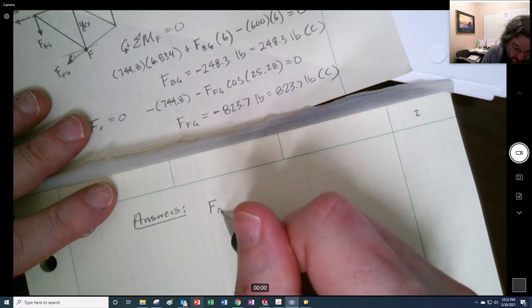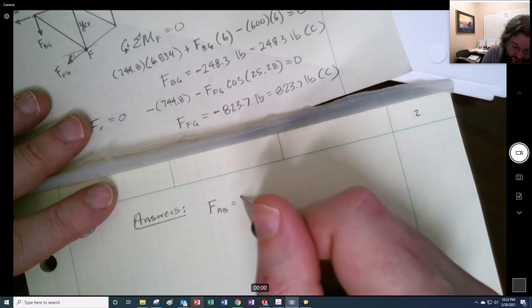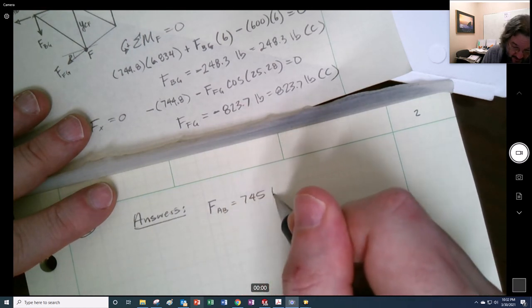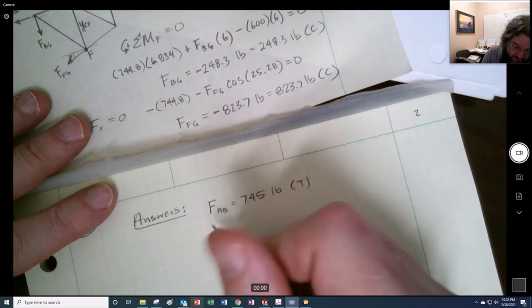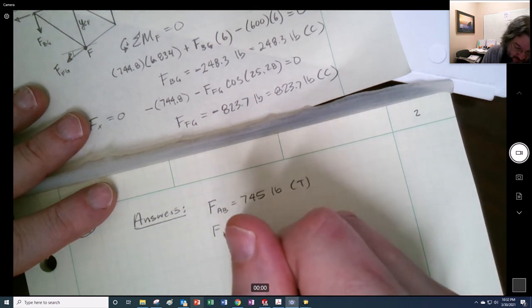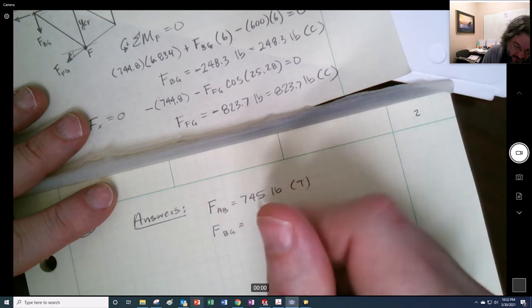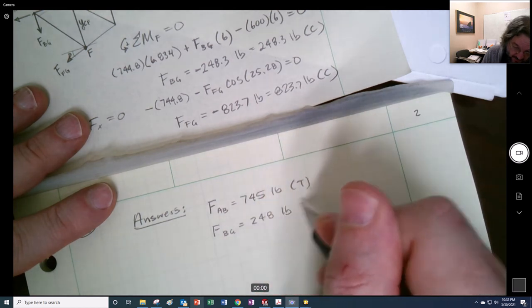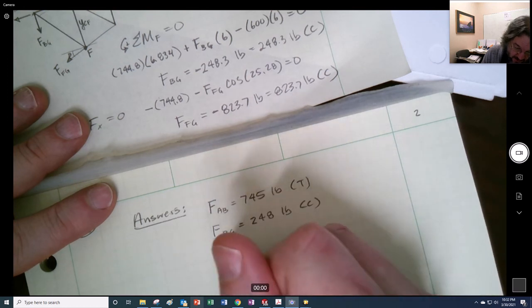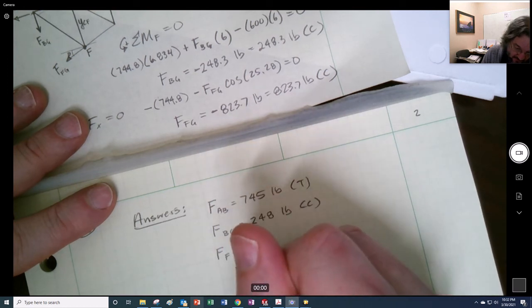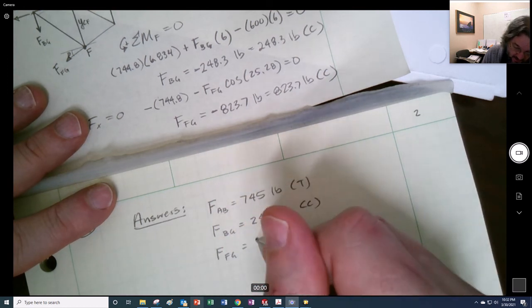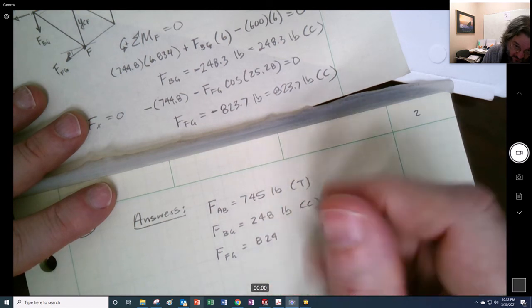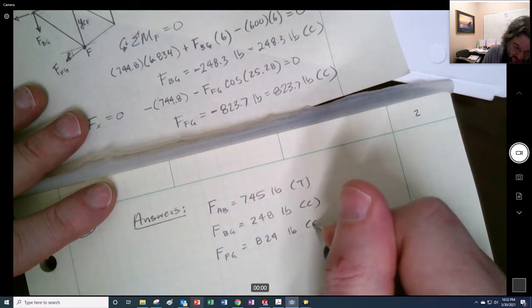And answers. FAB is 745 pounds tension. FBG is 248 pounds compression, and FFG is 824 pounds compression.